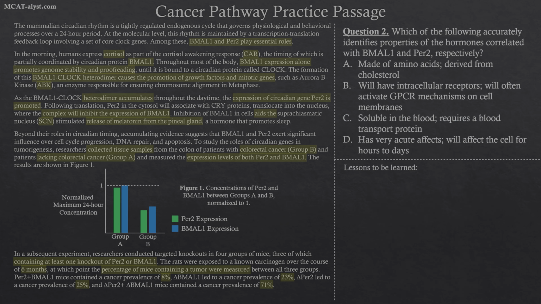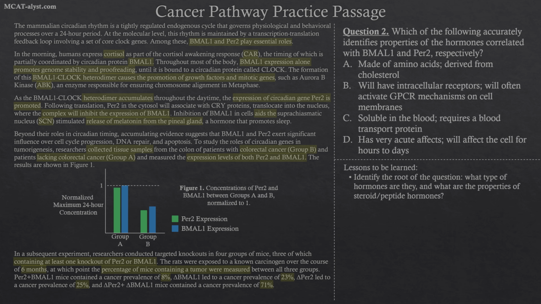All right, question 2. Which of the following accurately identifies properties of the hormones correlated with BMAL1 and PER2 respectively? So just like I mentioned, the first thing my brain would be thinking is, what is this question asking? What is the root of the question? This is literally just saying what type of hormones are cortisol and melatonin, and what are the properties of those steroid and peptide hormones.